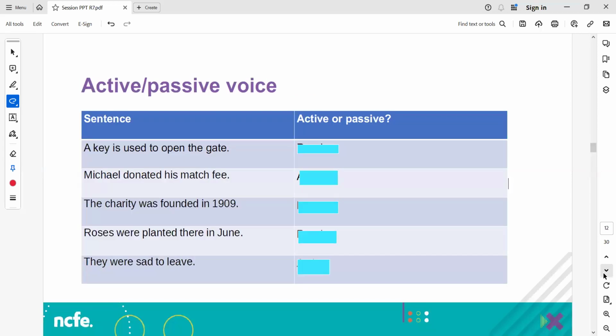Okay, so let's try and identify whether the active or passive voice has been used. "A key is used to open the gate." Is that active or passive?